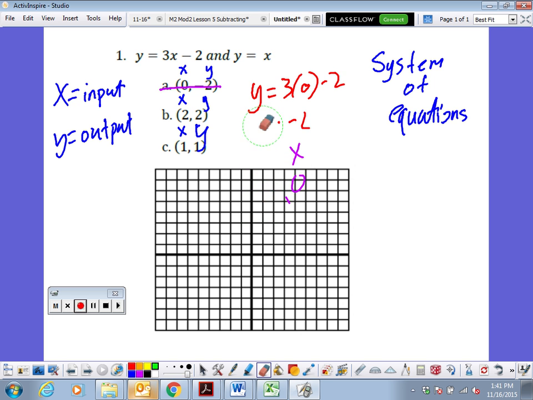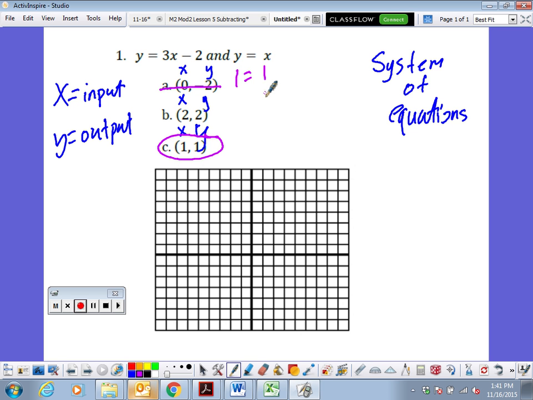Now I can do this a couple more times, okay? And then I realize that only one works for both. Because if I input 1 into 3x minus 2, 3 times 1 is 3, minus 2 is 1, check there. And then here, if I input 1 for x, the output y is 1, that's the only one that works. So right there, C's my answer.